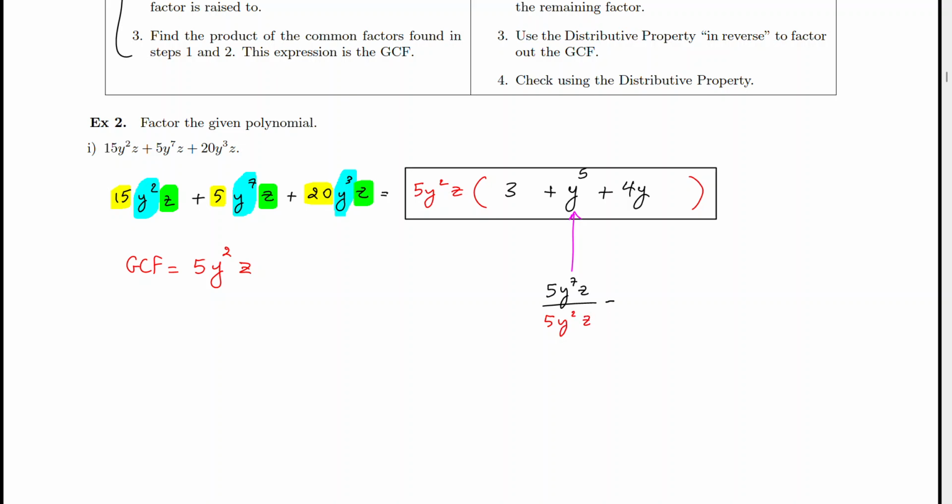And if I do this, the 5's will cancel out, the z's will cancel out, and we end up with y^7 divided by y squared. So that means there's 7 y's on the numerator, there's 2 of them on the denominator, we can cancel 2 and 2, and that leaves us with y^5, and that in turn is the new middle term. You can check that the third one will be also 4y. I'll leave that to you.